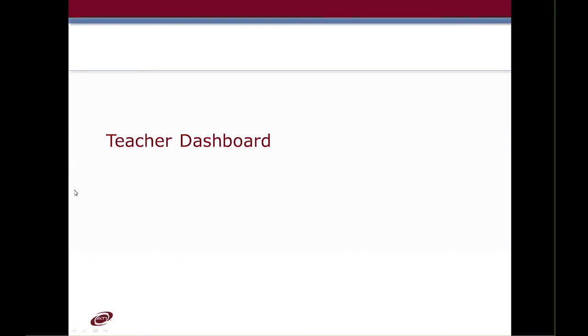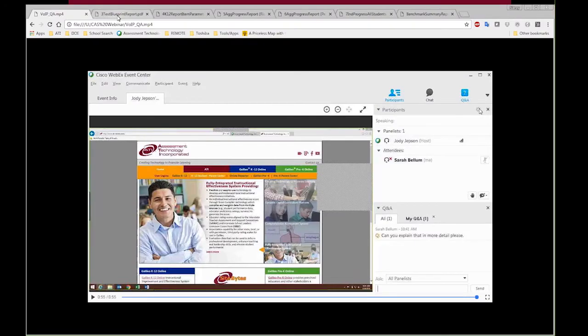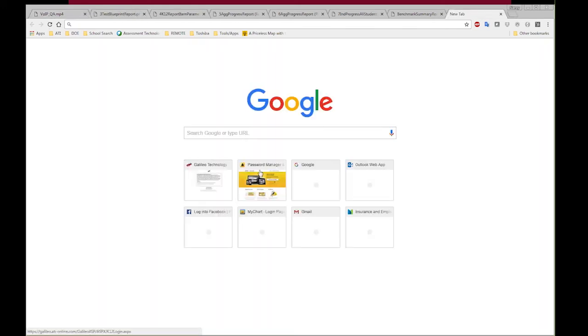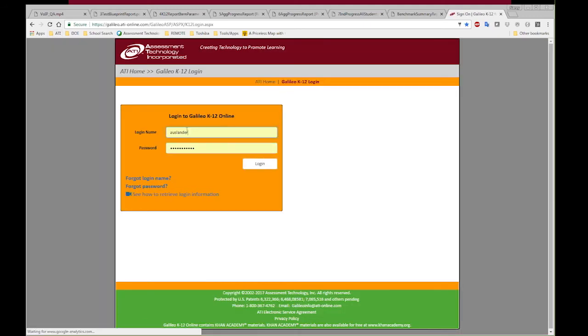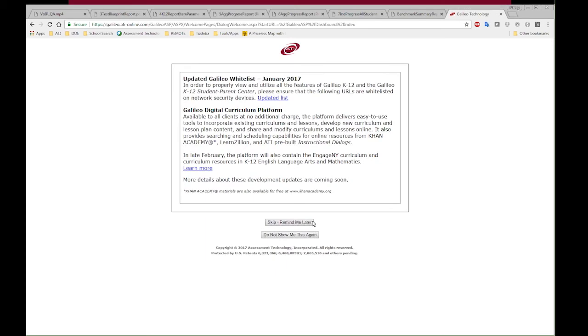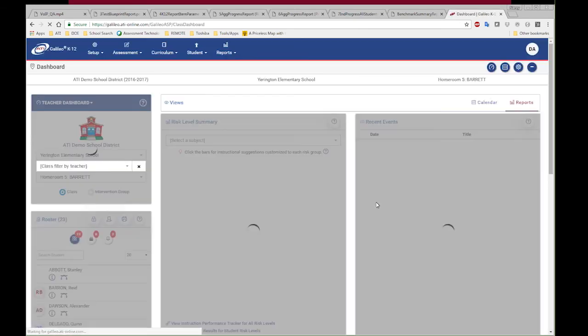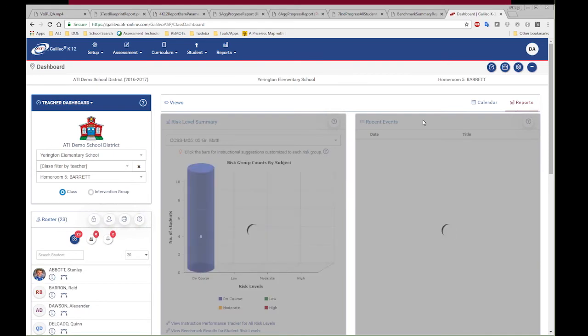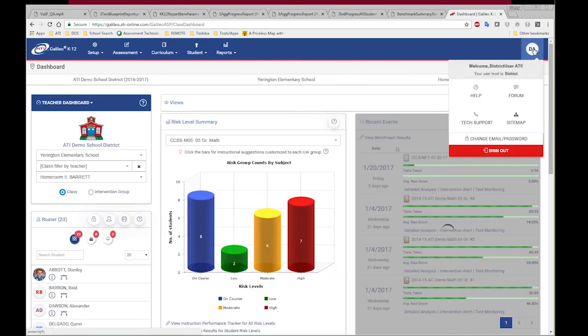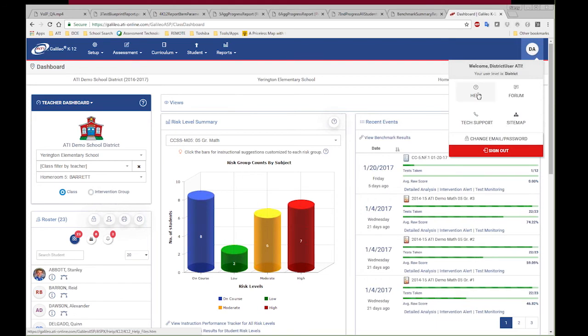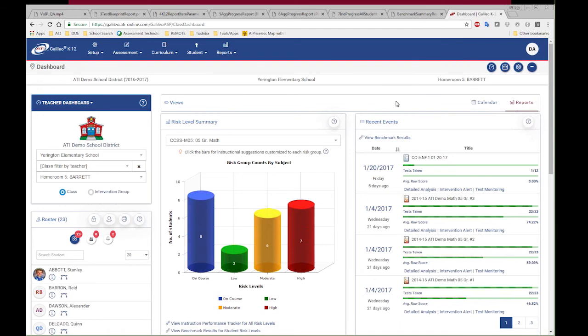But now let's switch over to the teacher dashboard and see how this all works for Galileo. And I am actually going to quickly log in as a district administrator for a demo district. You can see there's a little splash page we have in Galileo that tells you about upcoming enhancements or maybe maintenance dates. But here I've logged in as actually a district user. You can see my initials up here. By clicking on those, I get access to help and tech support.